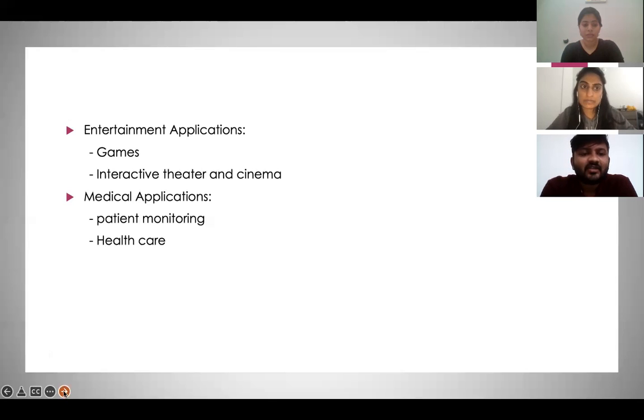The last application we're going to look at is healthcare. In healthcare, a medical care system is developed, and it is intended for the patient. It is basically a patient monitoring system, which typically involves a large number of people.